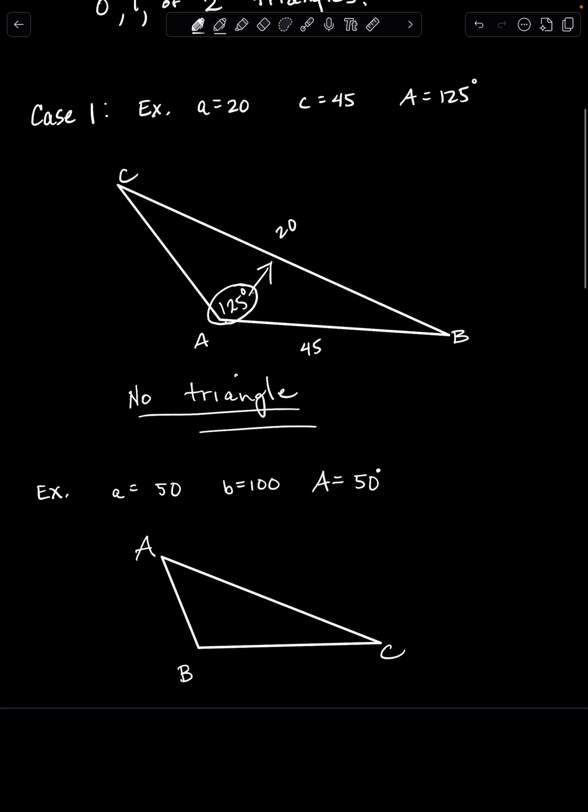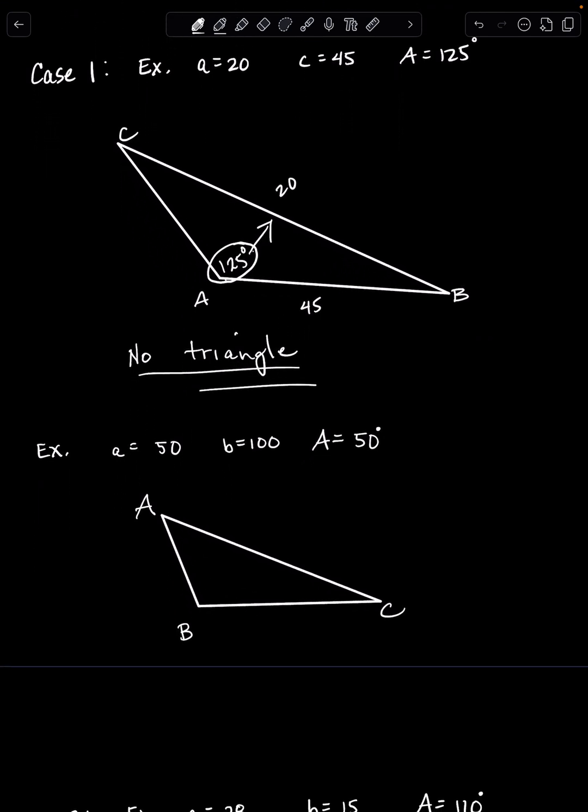Another example, they've given me two sides and an angle that's not included, so I'm going to label this again. We've got 50, 100, and A is 50. So this may not be so obvious when you just look at it that this isn't going to be a triangle, but if I went ahead and set this up to solve it, the information that I'm given is the A ratio for my law of sines. So I've got the sine of 50 over 50 has to equal the sine of B over 100.